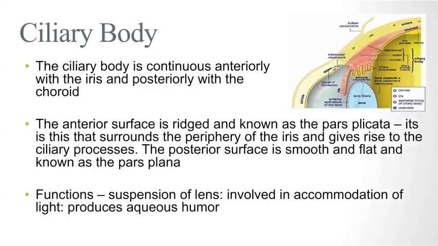The ciliary body is continuous anteriorly with the iris and posteriorly with the choroid. The anterior surface is ridged and known as the pars plicata. It is this that surrounds the periphery of the iris and gives rise to the ciliary processes. The posterior surface is smooth and flat and known as the pars plana. Functions: suspension of the lens, involved in accommodation of light, and produces aqueous humor.